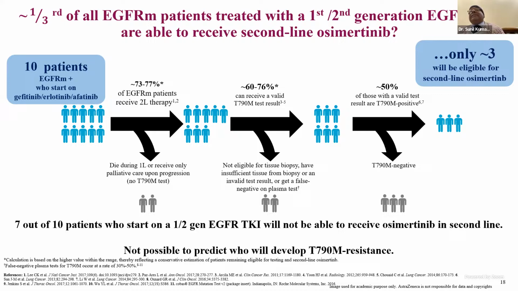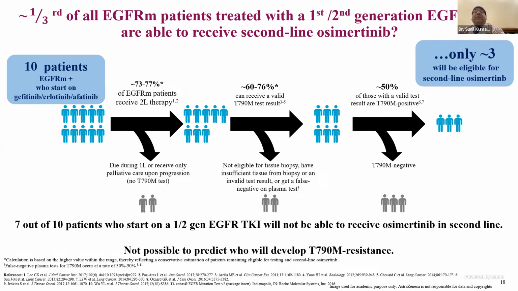So you were left with only 6 patients. You started with 10 patients and were left with 6. Out of these 6 patients, 50% had a valid T790M mutation test, and only 3 patients are available for a third generation TKI as second line treatment, and 3 patients had a negative T790M mutation test.